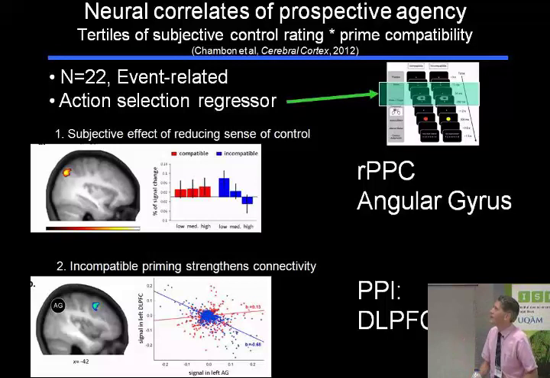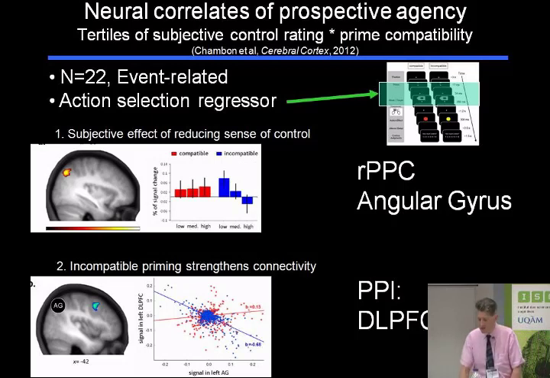So now we did an fMRI experiment in which we used an event-related approach to use a model so that we can get a regressor which just focuses on this phase in the trial where people are selecting which action to make. And we found a strong activation in the angular gyrus on the right side. So this is the posterior parietal cortex. Here's the front, here's the back. This is the parietal cortex.